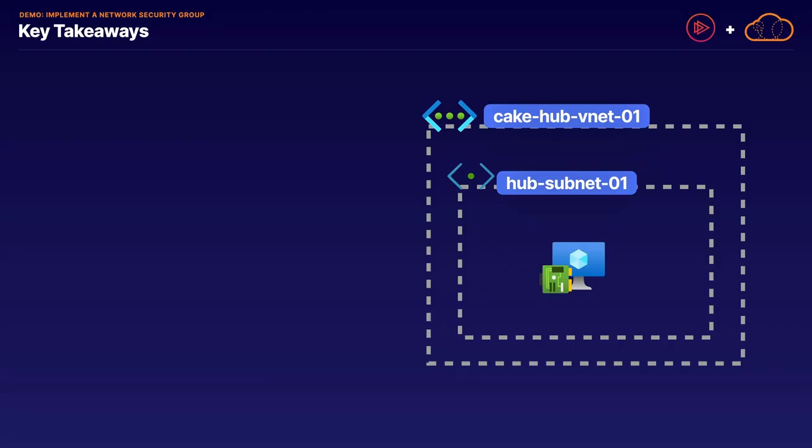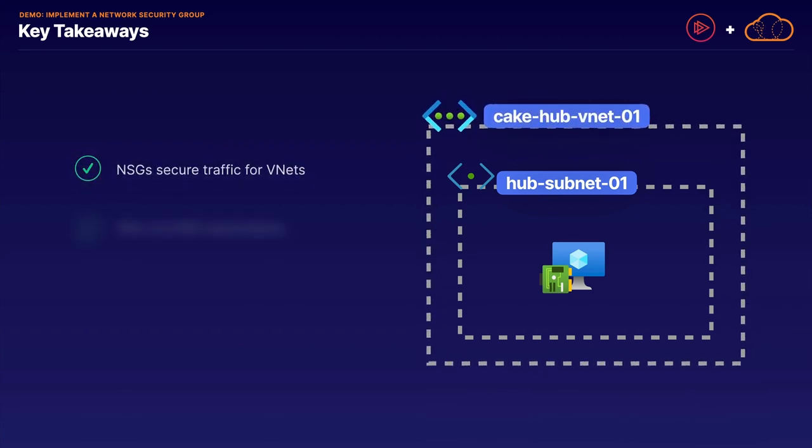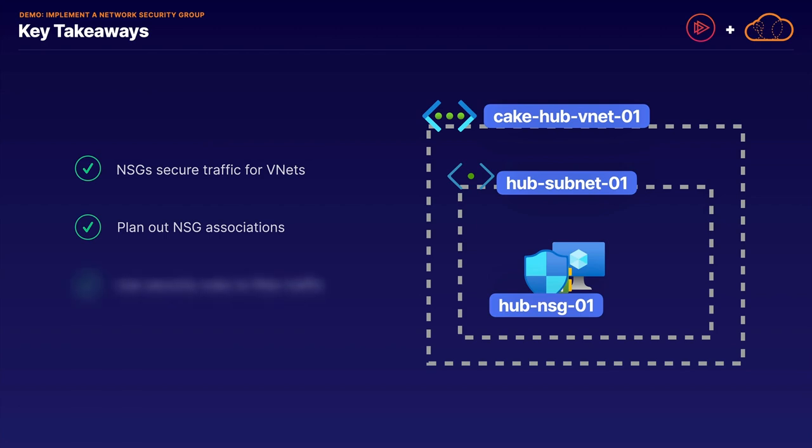All right, gurus, congratulations on completing the demonstration if you followed along. The key takeaways for this lesson here are to understand that network security groups secure traffic for virtual networks. And as we saw in our demo, we need to plan out how we're going to make those associations either at the subnet level or at the network interface level, because we need to plan that security for a network, especially when we have multiple resources. And we also need to think about, when we're creating security rules, how we want to filter traffic by specifying things like priority, as we saw in this demonstration.